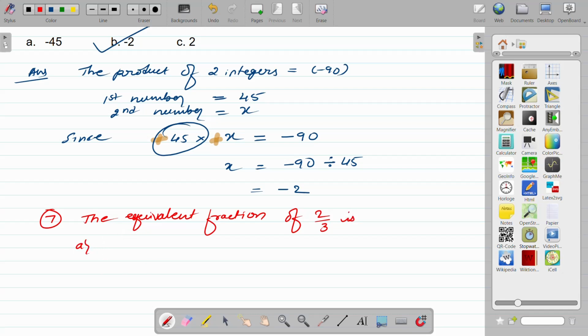negative, they have given it as 6 by 9. B, negative 6 by 4. C, 6 upon negative 9. Okay.